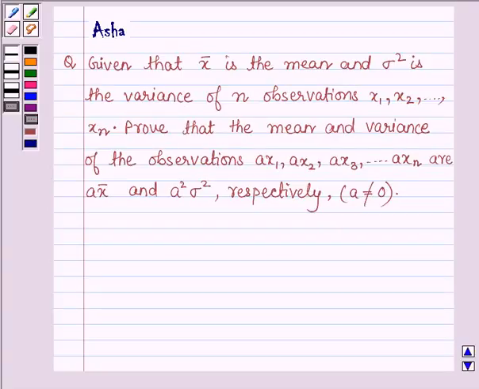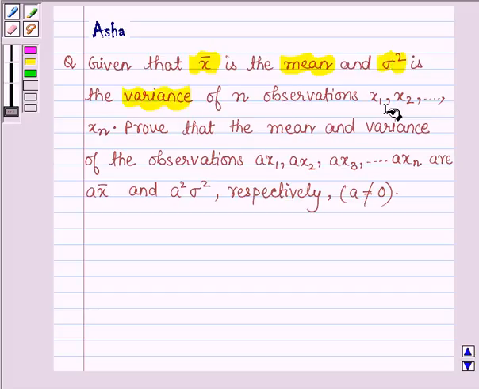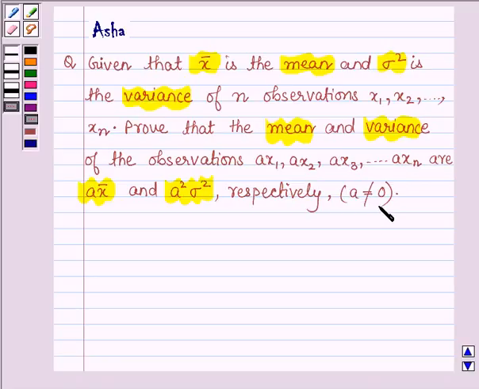The given question says, given that x bar is the mean and sigma square is the variance of n observations x1, x2 up to xn, prove that the mean and variance of the observations ax1, ax2 up to axn are a x bar and a square sigma square respectively for a not equal to 0. Let us now start with the solution.